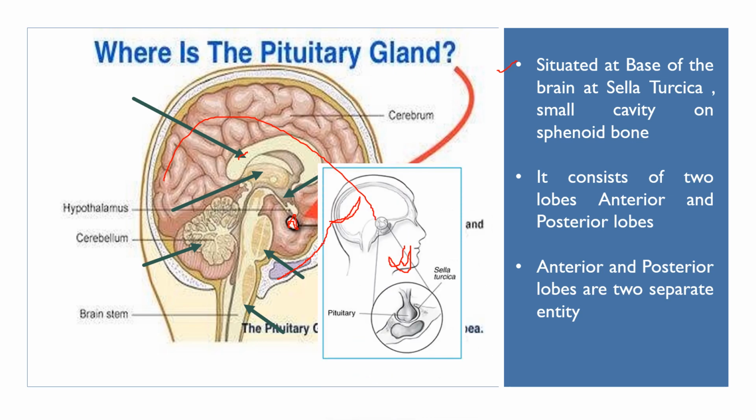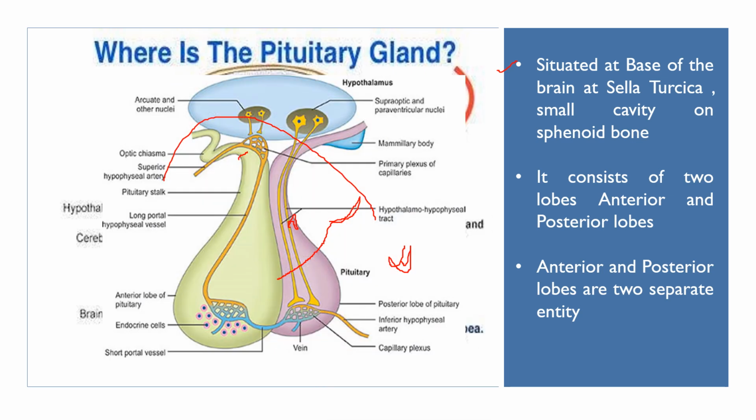Now it consists of two lobes, anterior lobe and the posterior lobe. So this is the anterior lobe of the pituitary, and this is the posterior lobe of the pituitary. And there is intermediate lobe of pituitary present in many species, but in human beings it is rudimentary. Anterior and posterior lobes of pituitary are two separate and distinct glands.